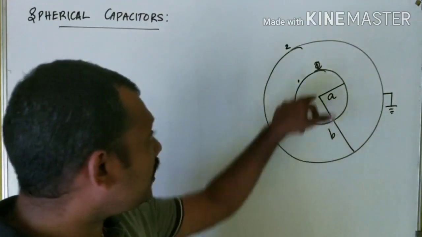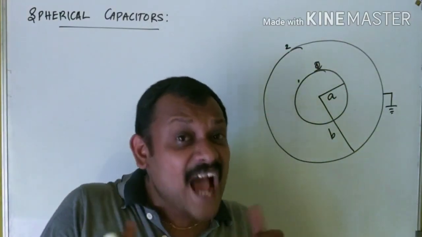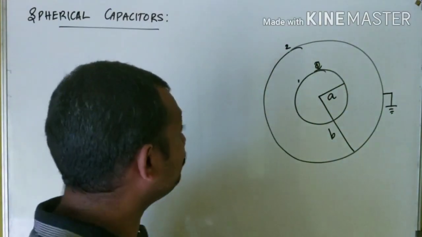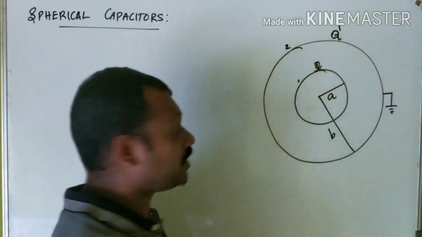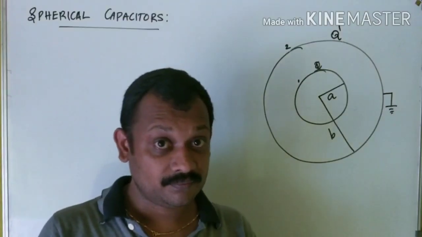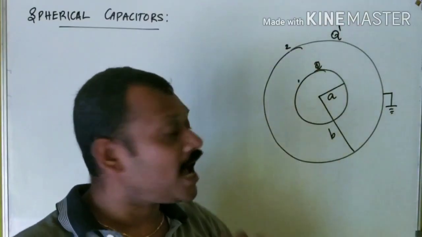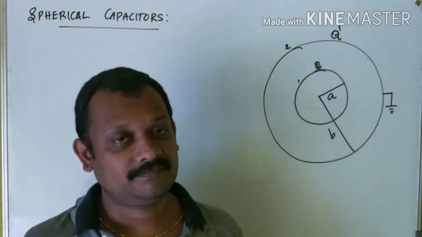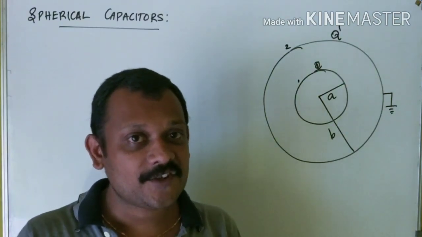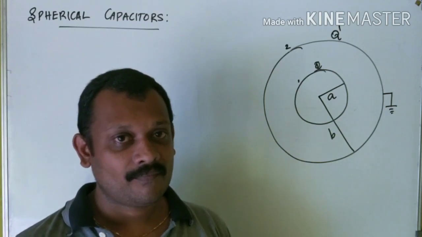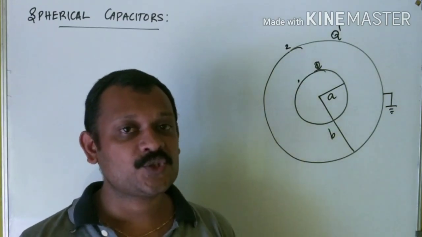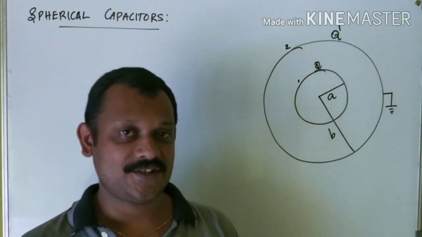The charge on sphere 1 is Q, and let us arbitrarily take a charge Q dash on the second spherical shell. It's an assumption. Let Q dash be the charge on the outer spherical shell. Now the first thing that we need to find out is the value of Q dash, and the second thing is where this Q dash is located.